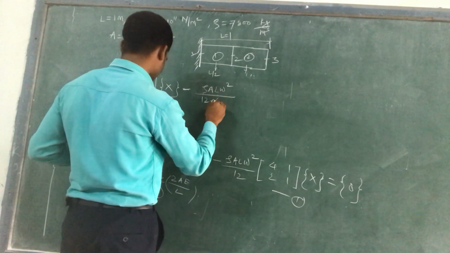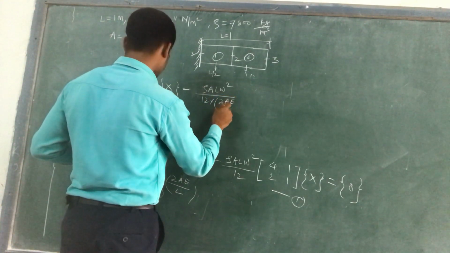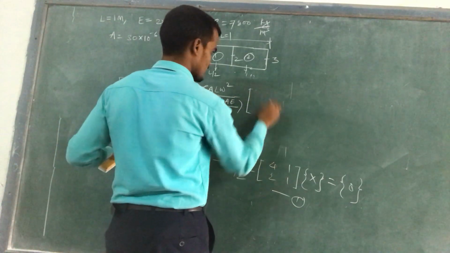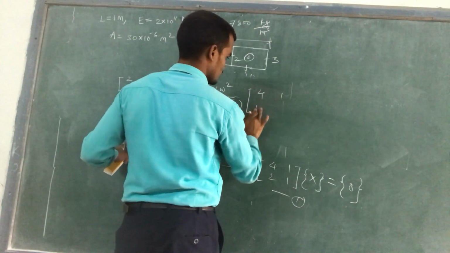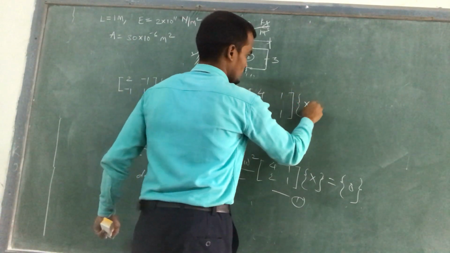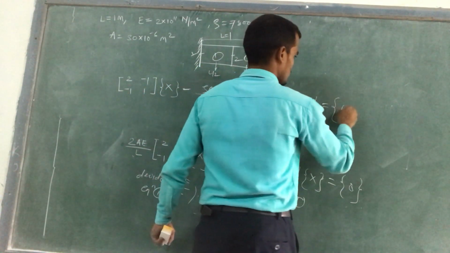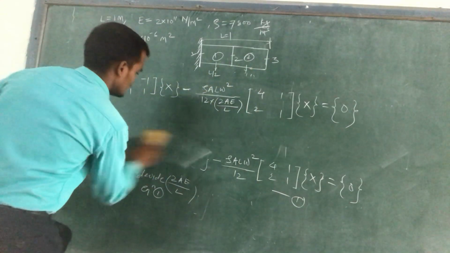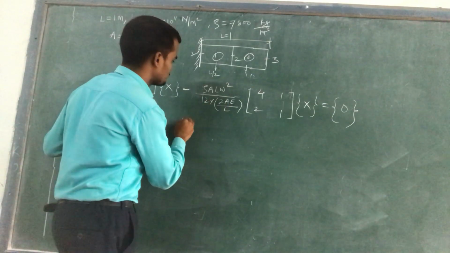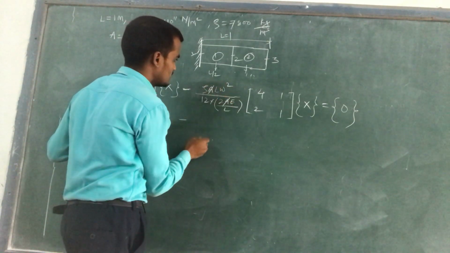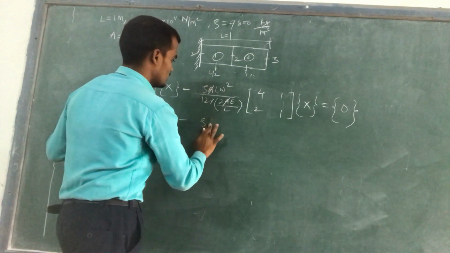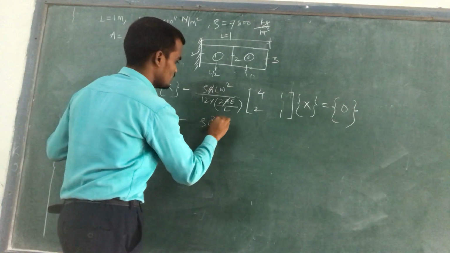To divide, we will write down this here: 2 times A into E divided by L into this matrix [4 1; 1 4 1 2 1] into x is equal to 0. So by dividing this, we will simplify this, A will get cancelled, L square, so rho into L square into omega square.